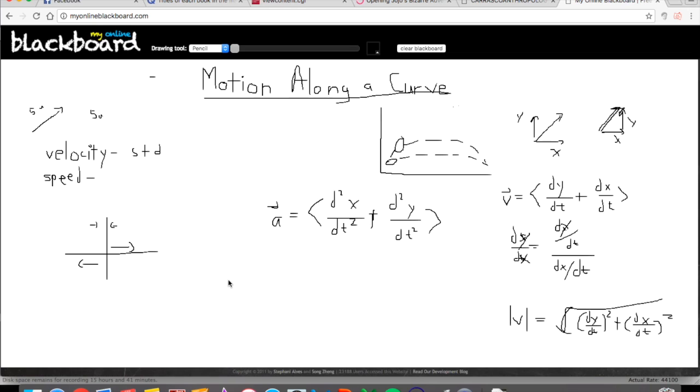Now, here we have this acceleration magnitude being equal to basically the radical of the sum of these squares. So the radical of the squares of these second derivatives being added together. So d2x over dt squared, squared, plus d2y over dt squared, squared. And then you take the radical of that entire thing. And then you end up with the acceleration's length. And that covers motion along a curve.